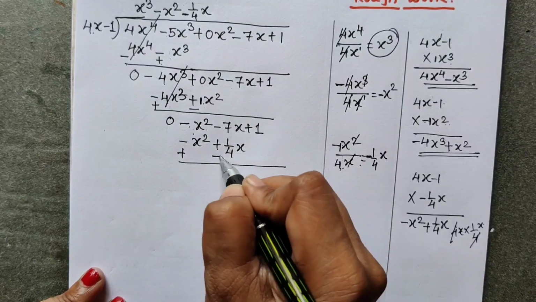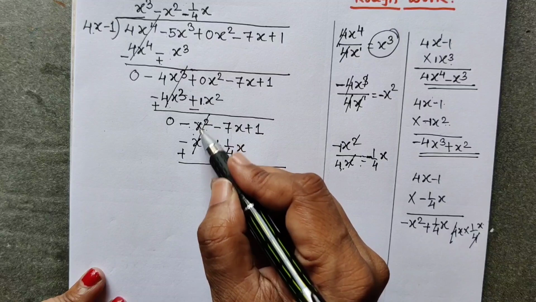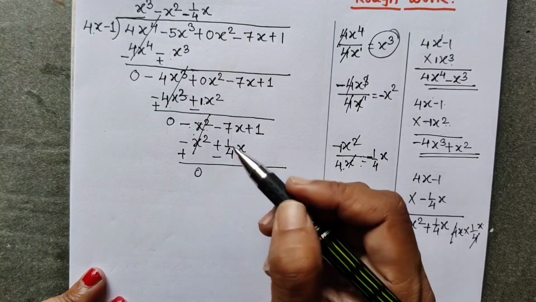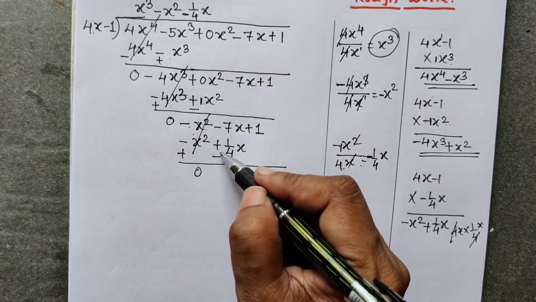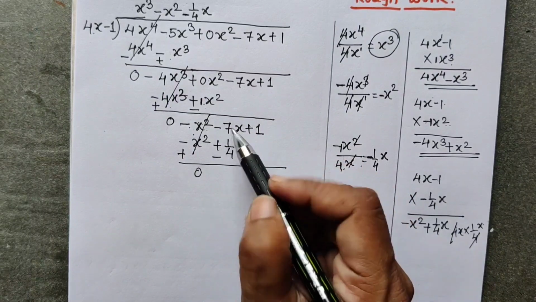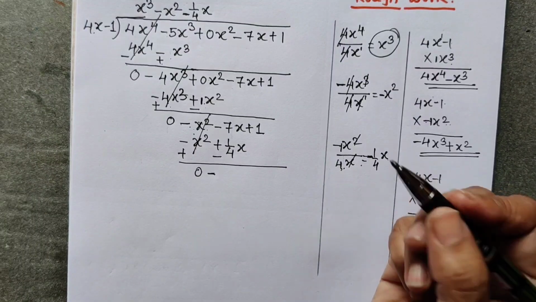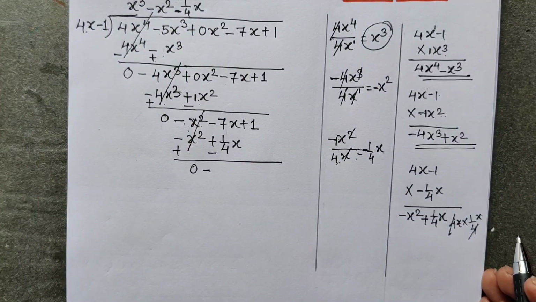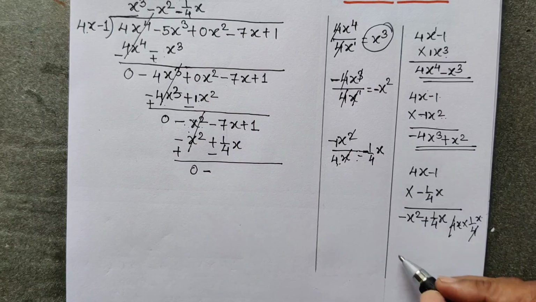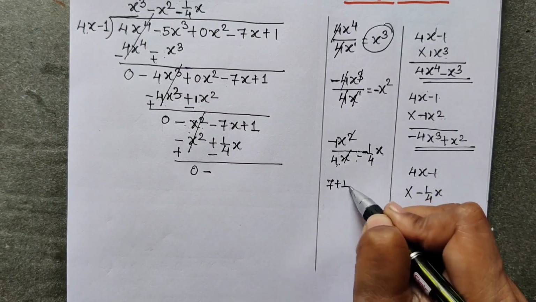This becomes plus, this becomes minus. Here, minus x square plus x square is 0. Minus minus we have to do plus, but sign of the bigger number is 7. Now 7 plus 1 upon 4. How to do it? I will be showing here, 7 plus 1 upon 4.